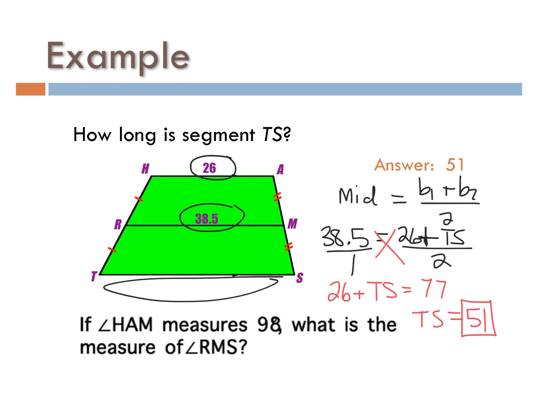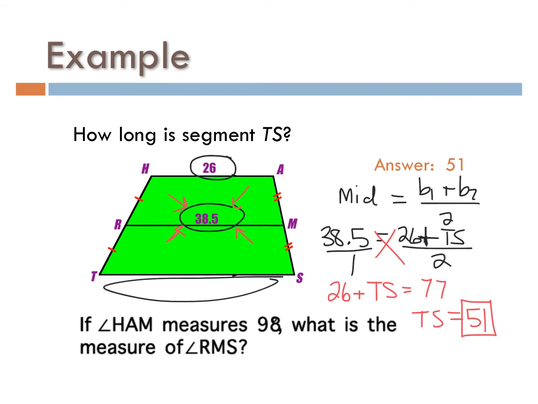And you could do a really quick check on your calculator. Is 26 plus 51, that sum, when I divide it by 2, does it give me the midsegment value of 38.5? It should, so therefore I would know that that part of my problem is correct.